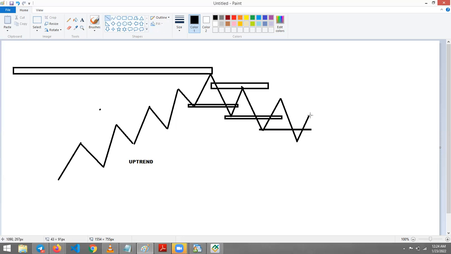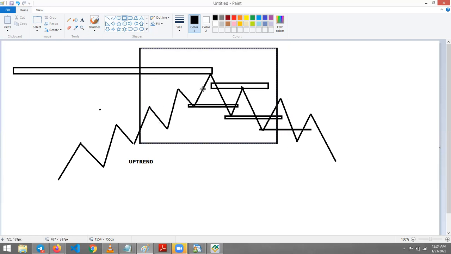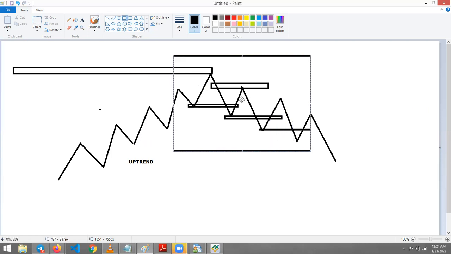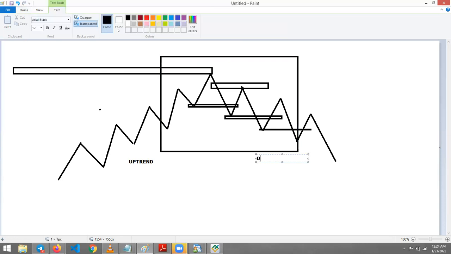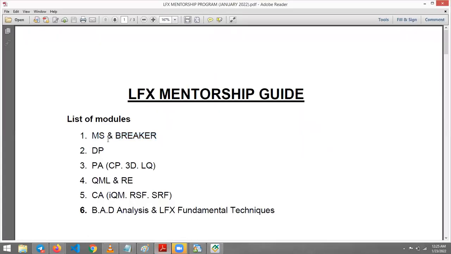Very simple concept, right? So now the whole thing is here in the middle. The breaker can help you confirm a change of market structure. I think I've explained that here, from the uptrend to the downtrend. Something of that sort. I think that is it. So I've explained what we call market structure and a breaker.